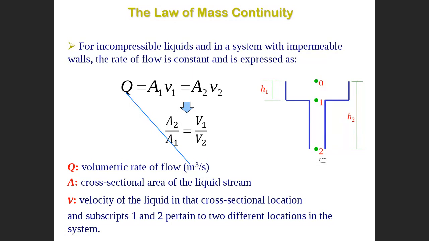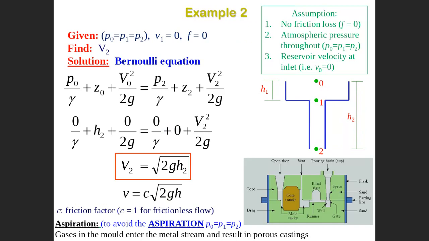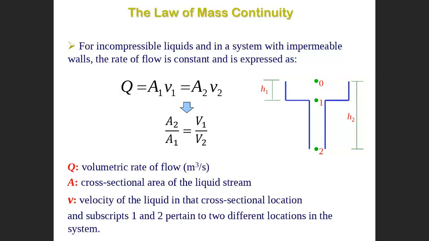using the Bernoulli equation and the mass continuity equation. We apply the Bernoulli equation as we described earlier in the previous slide, and you get the equation V equals square root of 2gh, or V2 equals square root of 2gh2 here. This is the velocity at this point to avoid aspiration. As long as we know the velocity here to avoid aspiration, then you can apply the mass continuity equation. We know V2, we know A2, then we can know the flow rate.